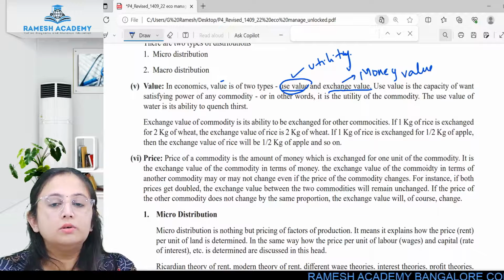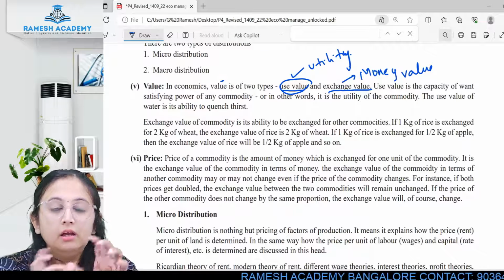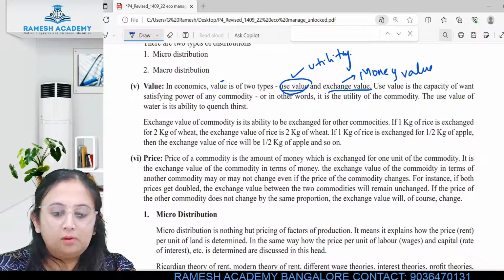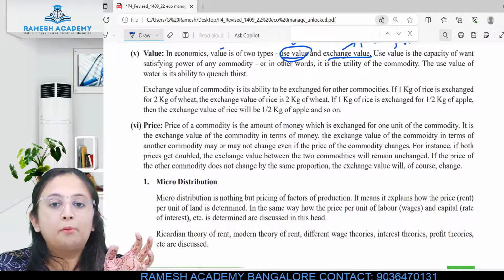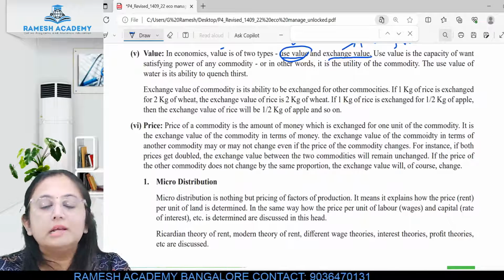But exchange value is what we give more importance. Exchange value is how much money you get in exchange if you sell the product. If you get more money, that means the product has more exchange value. If you get less money, it has less exchange value.